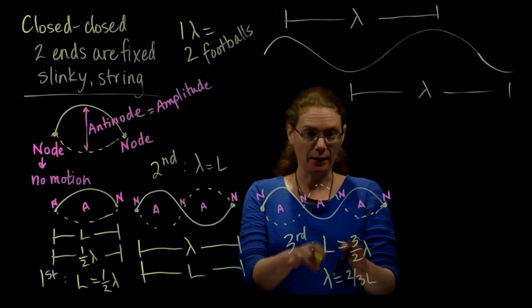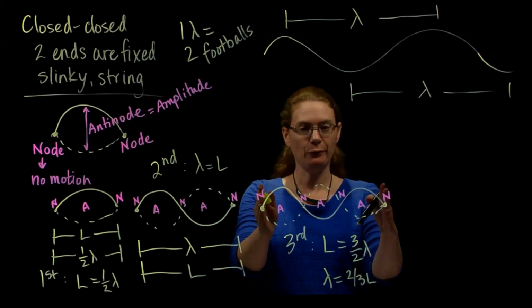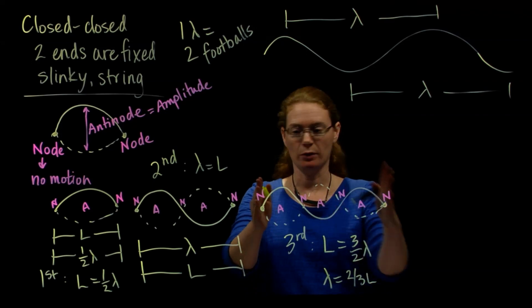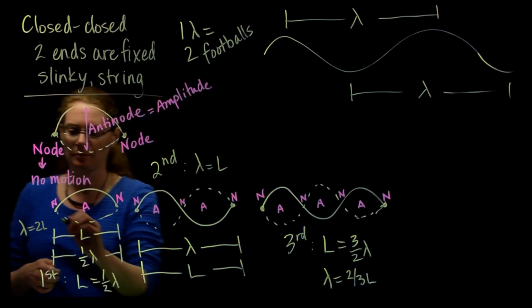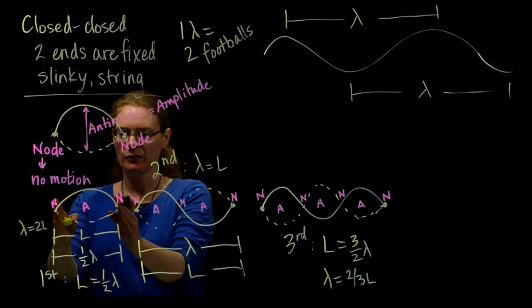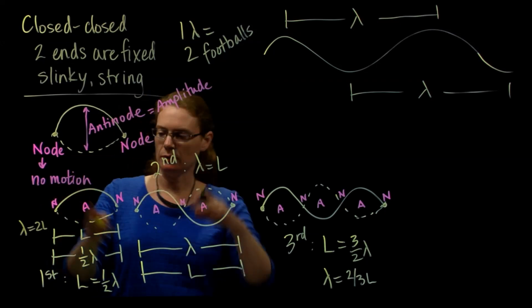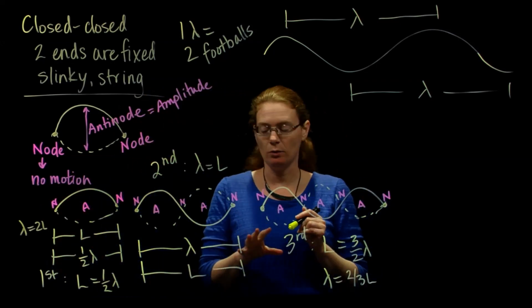And again, that should make sense because the wavelength is 2 out of the 3 footballs. So the wavelength is 2/3 of the total length. Here, we could write the wavelength as 2L because to get a wavelength, we need 2 footballs. So if we have a length, we need to double it to get 2 footballs. So this is something you're going to need to be able to do on your own on an assessment.